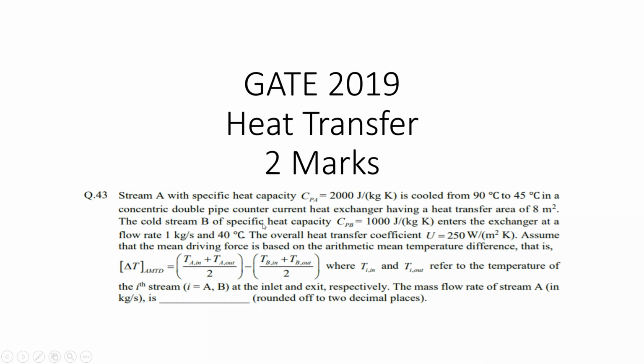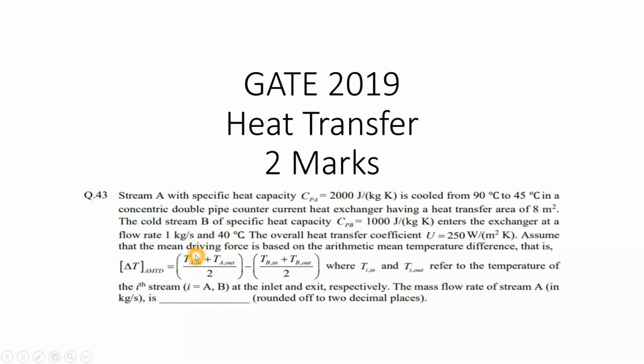The cold stream B of specific heat given enters the exchanger at a flow rate given here and at 40 degrees centigrade. The overall heat transfer coefficient is given as 250 watt per meter square Kelvin. Assume that the mean driving force is based on the arithmetic mean temperature difference, that is delta T AMTD.